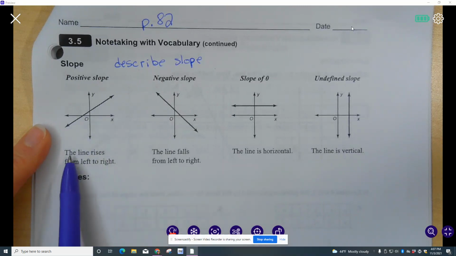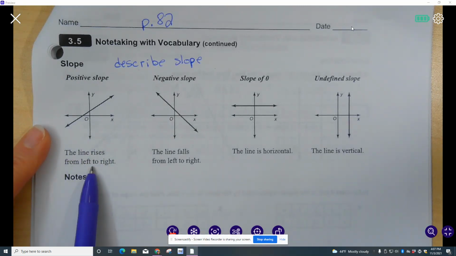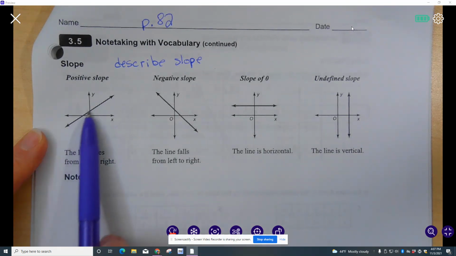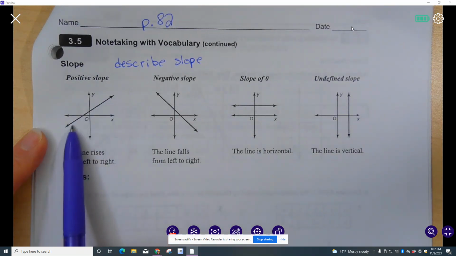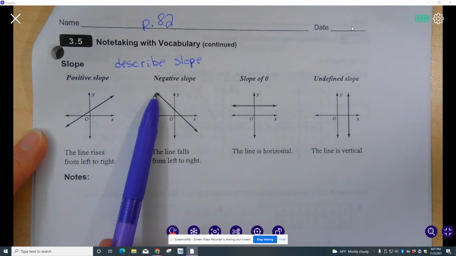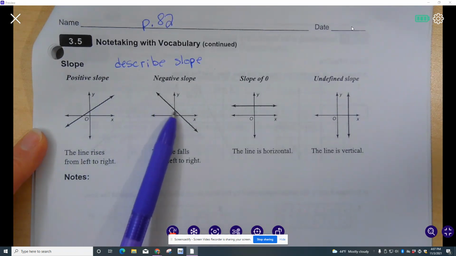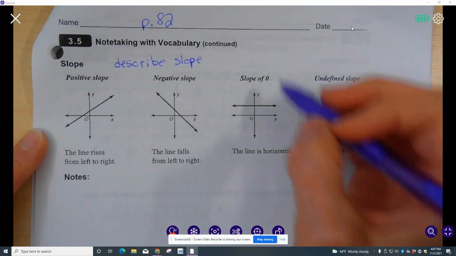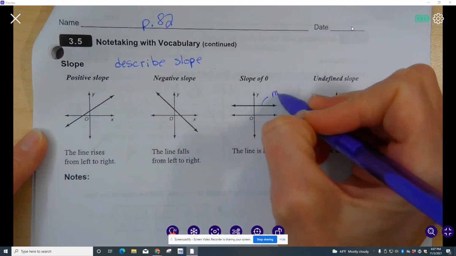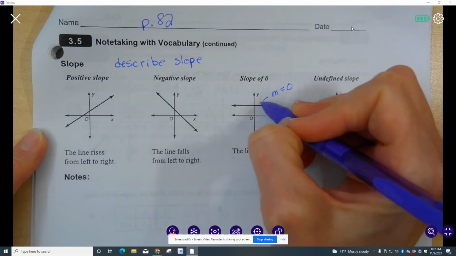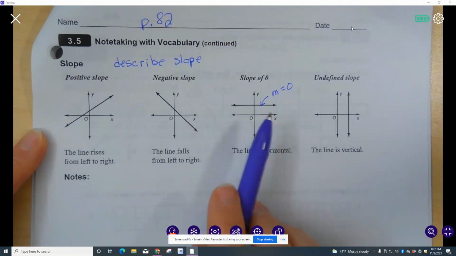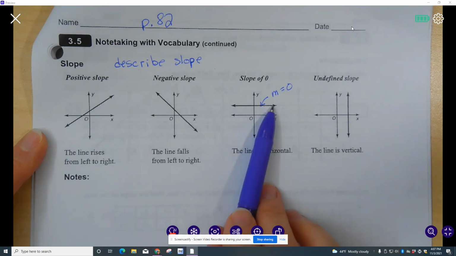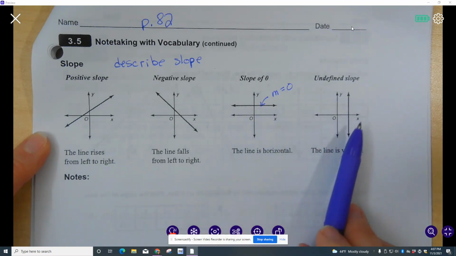So positive slope, you can see it says the line rises from left to right. So if you start on the left, like you read a book, and you go to the right, the line goes up. Think uphill. Negative slope, if you start on the left, and as you move to the right, it goes down. This is a horizontal line, and the slope, remember we identify slope with an M. The slope is 0. So think of like the floor. The floor is horizontal and you can walk on it, no problem, right?